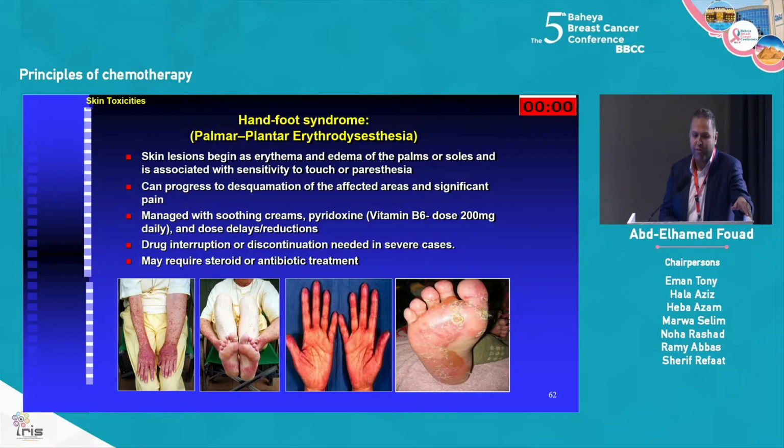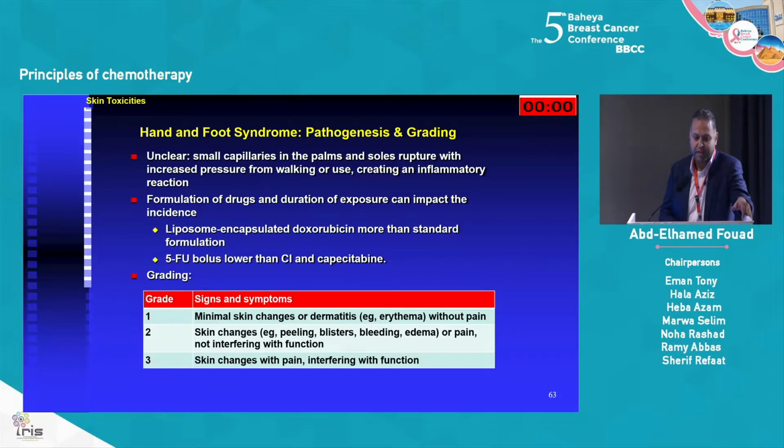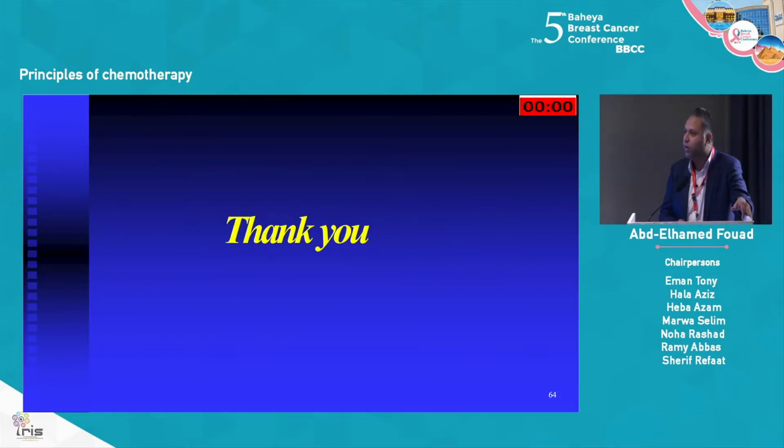Hand and foot syndrome is a common complication. It is a skin lesion beginning with erythema and edema in the palm and sole, and may progress to desquamation. Management is using soothing creams, pyridoxine, dose delay or reduction. In some aggressive forms, discontinuation is needed. This is the grading, and thank you.